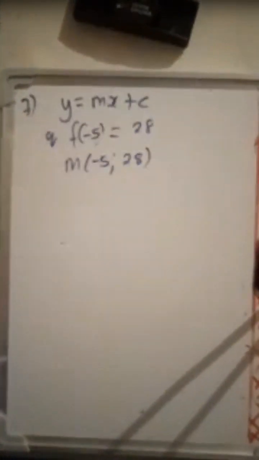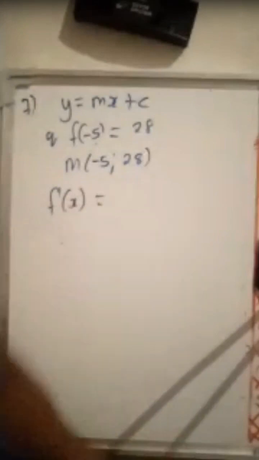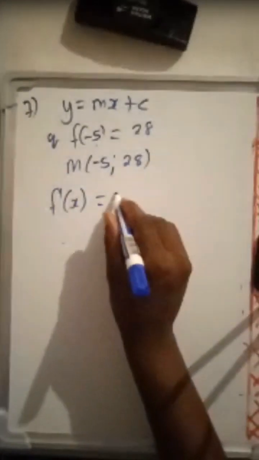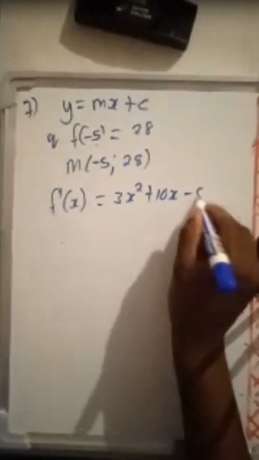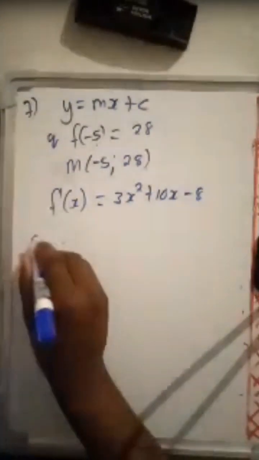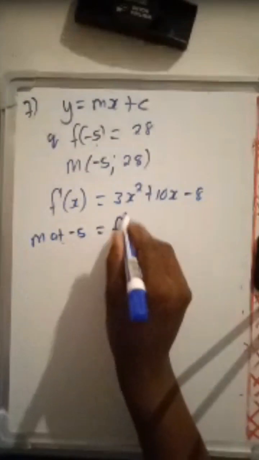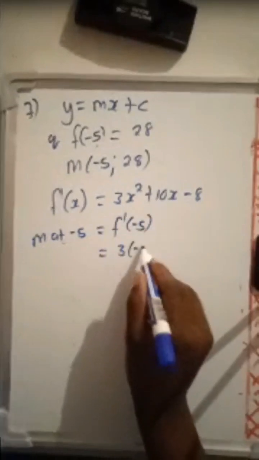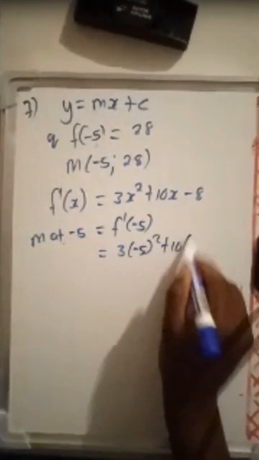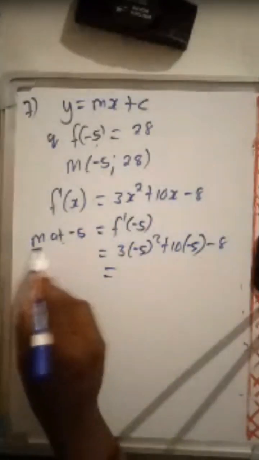Okay, so the second thing that we need is to find the gradient. But remember that the gradient is given by the first derivative. The first derivative says 3x squared plus 10x minus 8. So the gradient at negative 5 is equal to the first derivative at negative 5, which is going to be 3 times negative 5 squared plus 10 times negative 5 minus 8. Then you find the gradient. Remember that the gradient is m, which is that one. Okay, so what do you get?